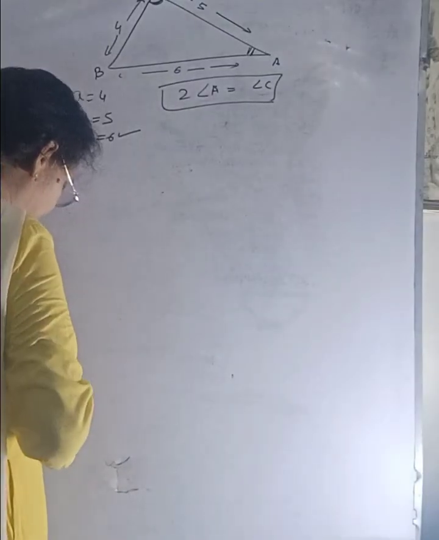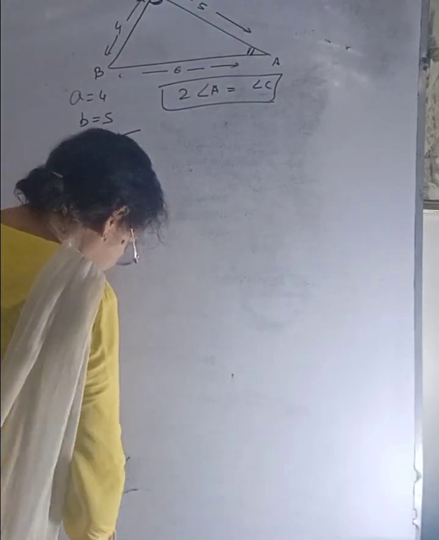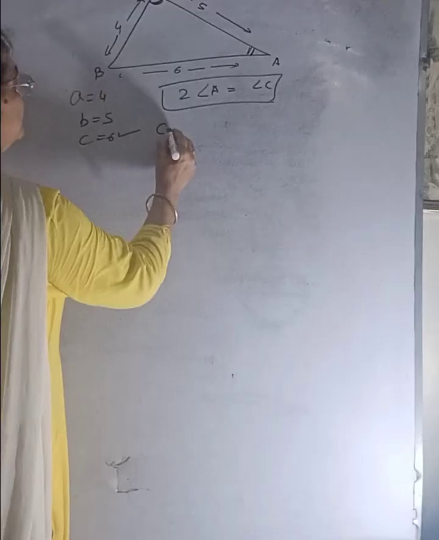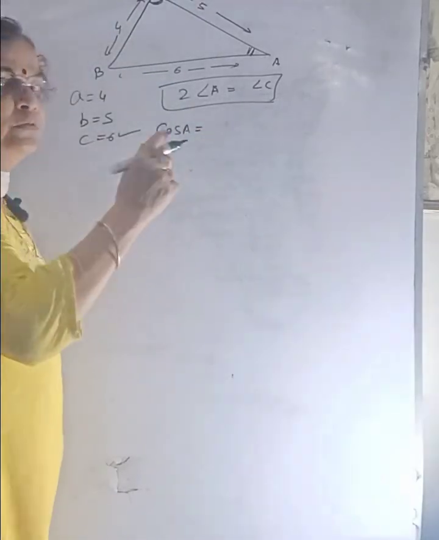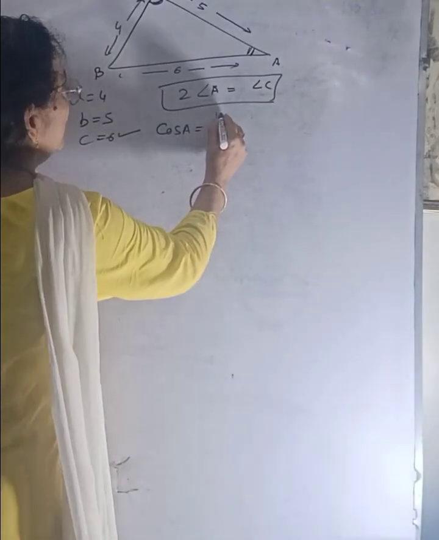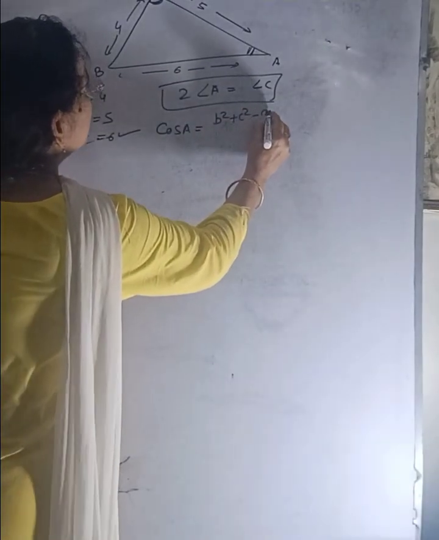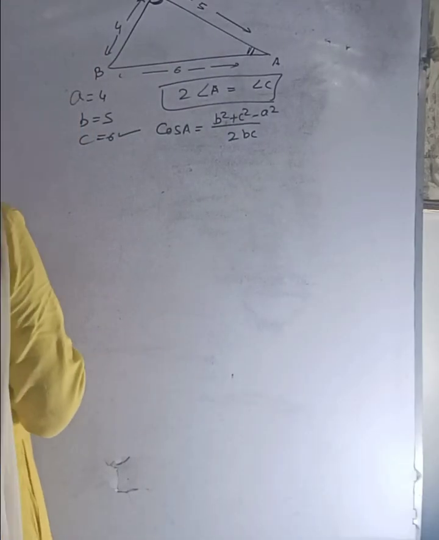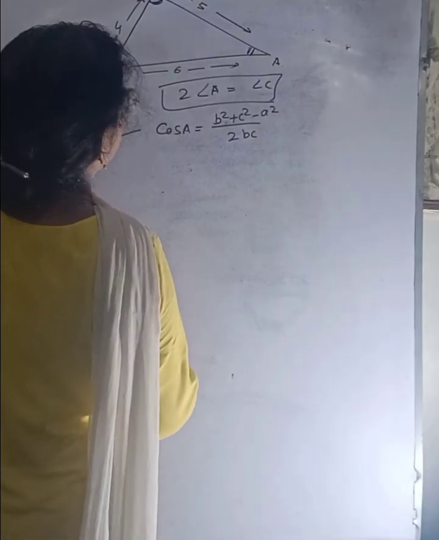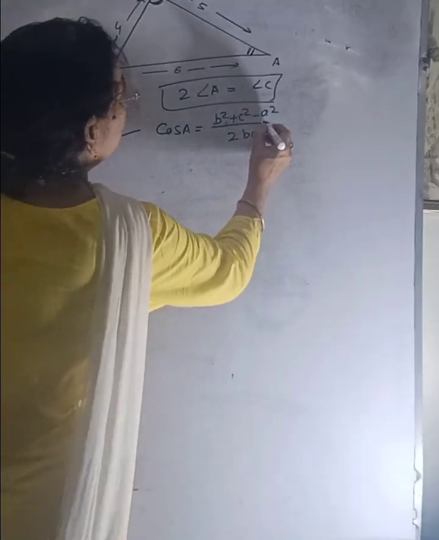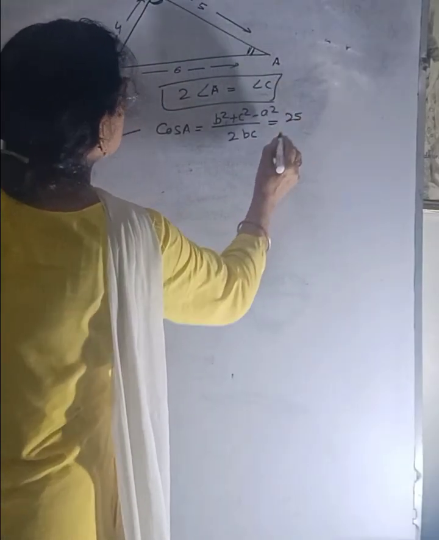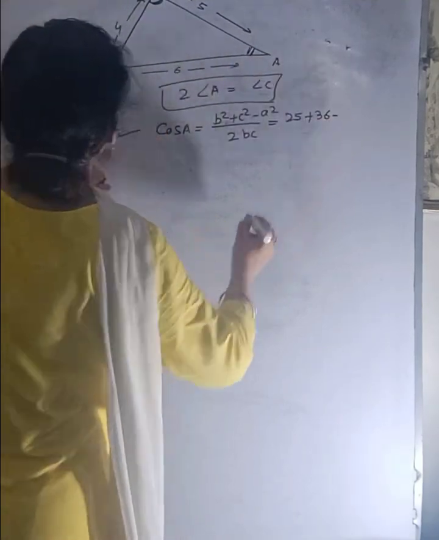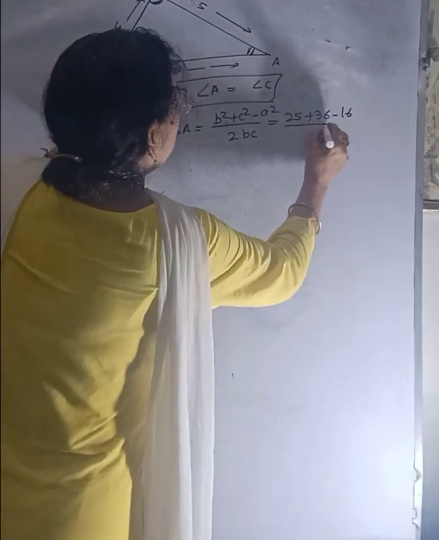What we have to do? Think about this. We will use a formula. Cos A, that can be written in terms of the sides, is equal to b square plus c square minus a square upon 2bc. Cos A will be equal to b square, b is 5, so this 25, plus c square, c is 6, so 36, minus a square, which is 16, upon 2 into bc.